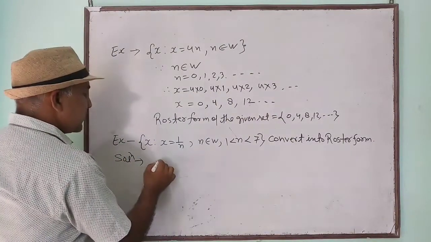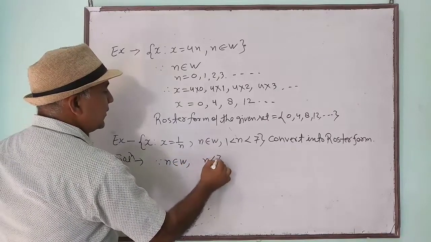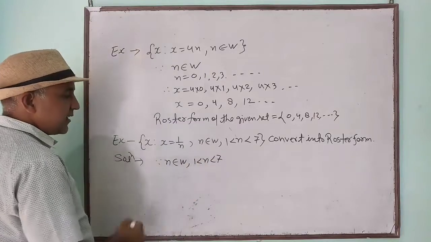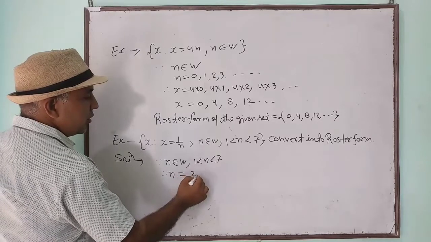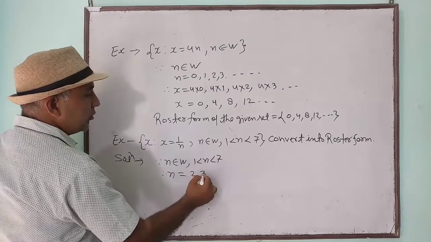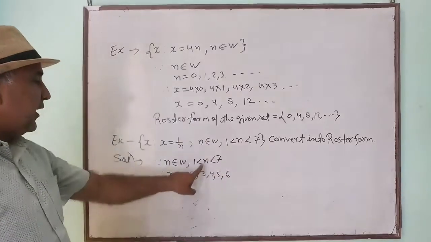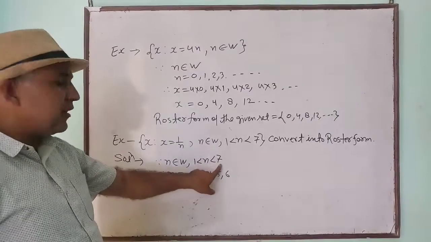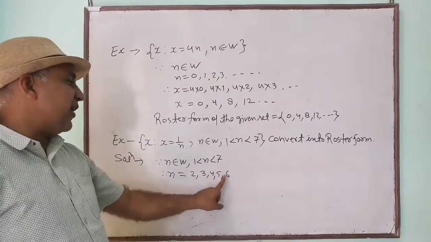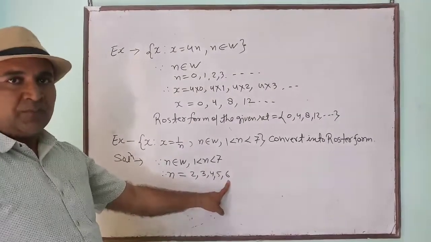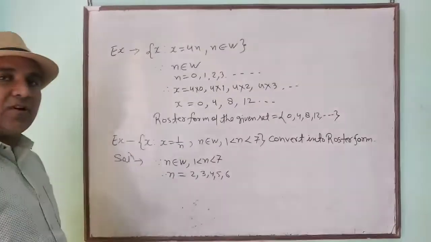See here, since n is whole number and n is greater than 1 and less than 7, then what will be the value of n? N is greater than 1, so it starts from 2, then 3, then 4, then 5 and then 6. That means n may be 2, maybe 3, maybe 4, maybe 5 and maybe 6 also, because all these numbers are lying between 1 and 7. So these are the values of n.